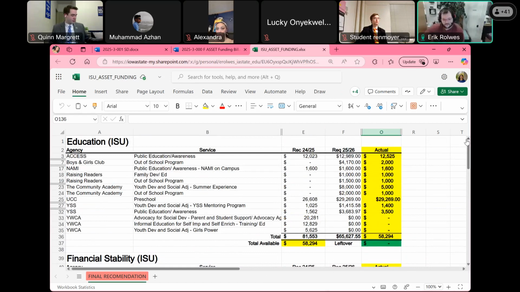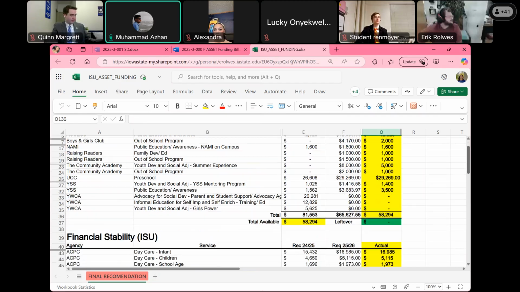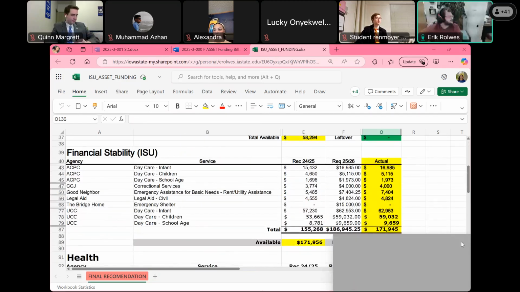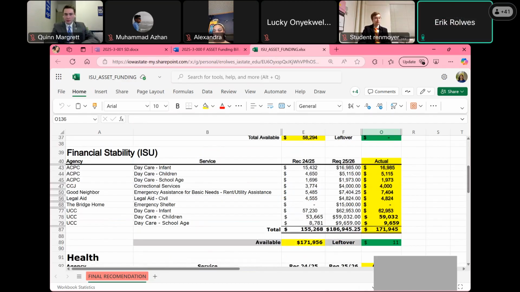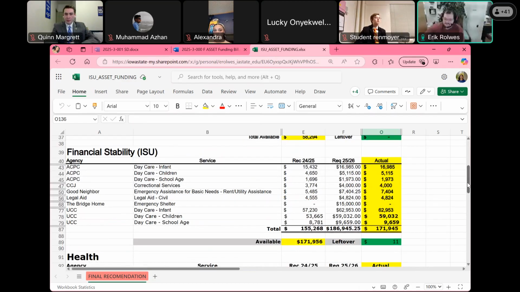Yeah, it's a very similar situation right now. The other funders didn't feel like it was in their priorities to fund the Bridge Home, so we kind of stuck with the other funders and just kept that going. Sounds good. Thank you.